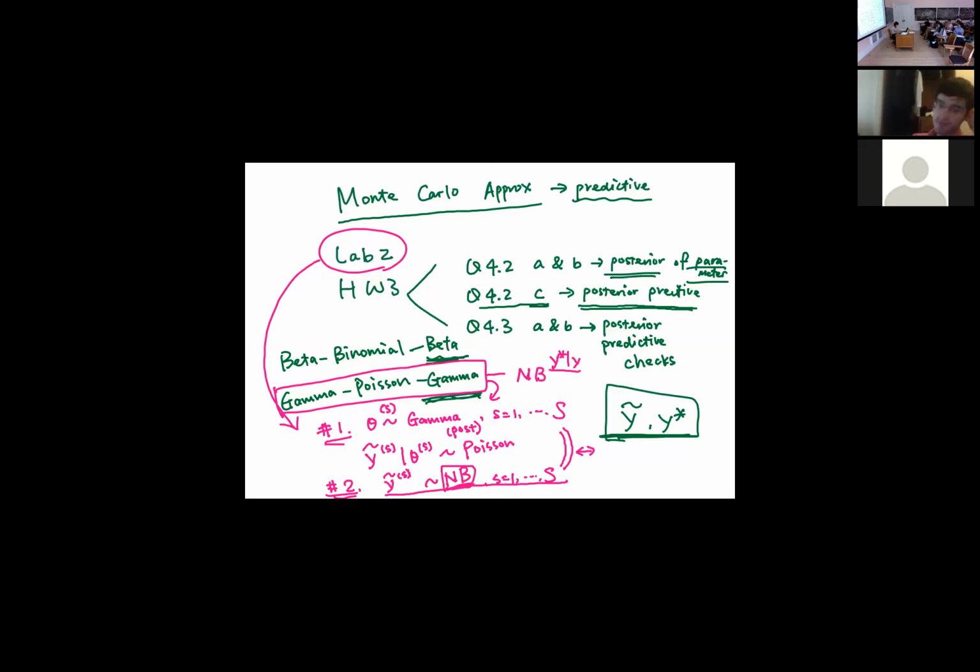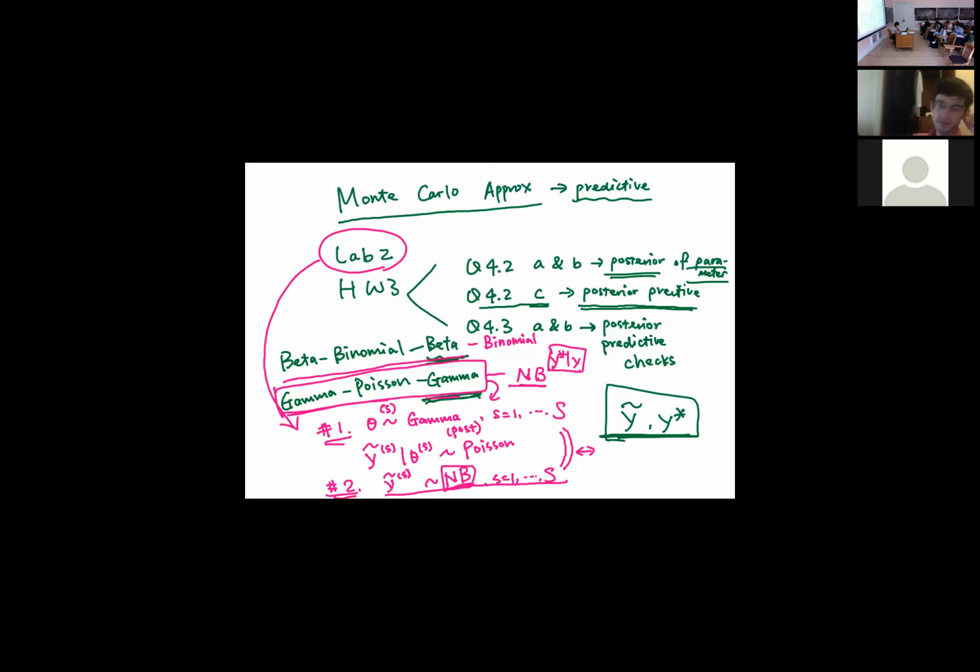So say beta binomial: in class, with beta binomial beta, we realized it's another binomial or Bernoulli for a particular one draw. And then gamma Poisson gamma, it's a negative binomial. But for many other cases, which we haven't talked about yet, you might not be able to derive what this distribution will be, which is the posterior predictive distribution.